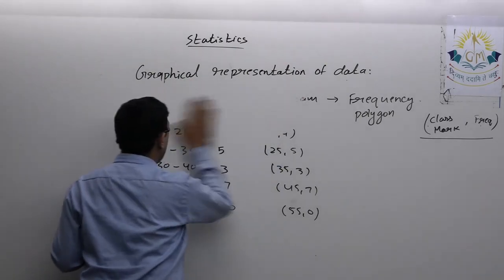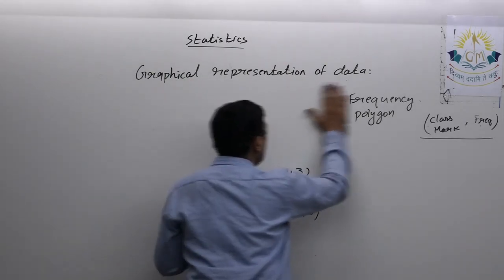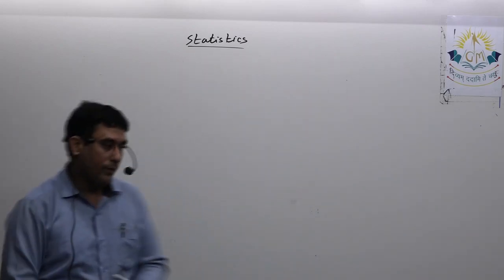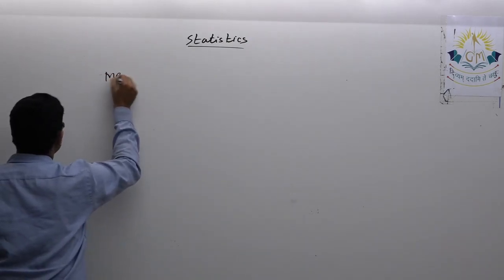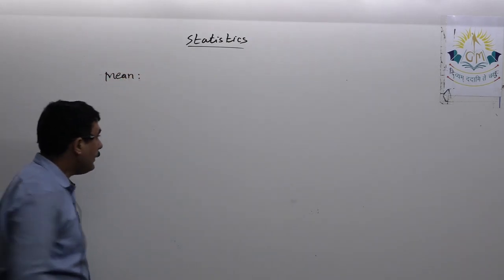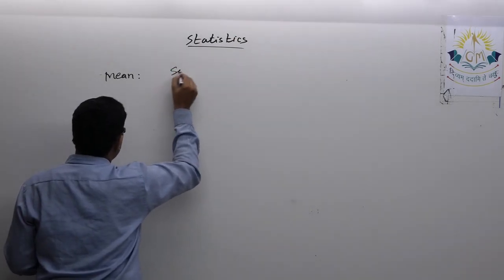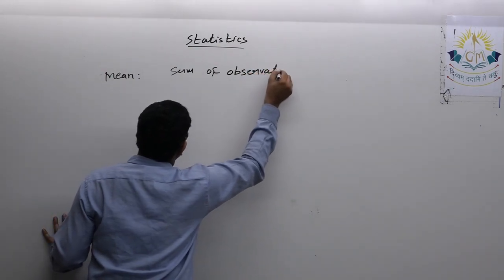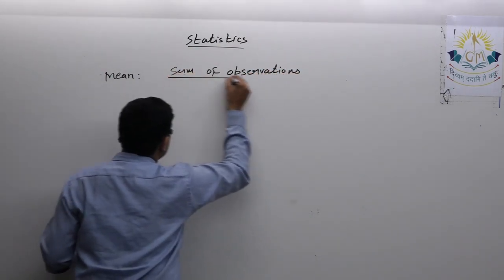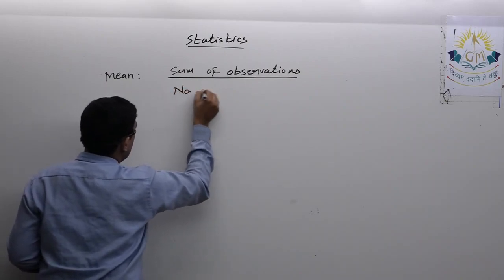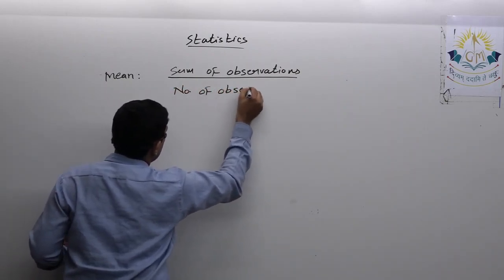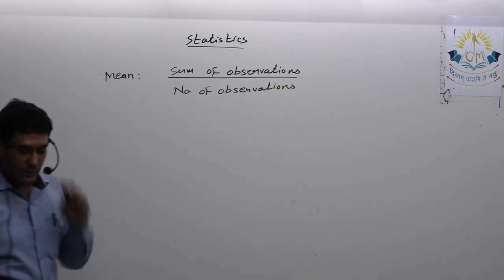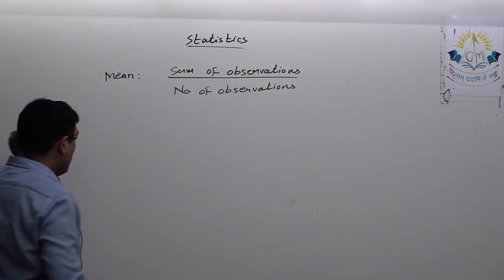After this graphical representation, now we'll come to the central tendencies, that is mean, mode and median. First we will see the mean of the data. Mean has a very simple formula: sum of observations divided by number of observations. This is the very basic formula for the mean.